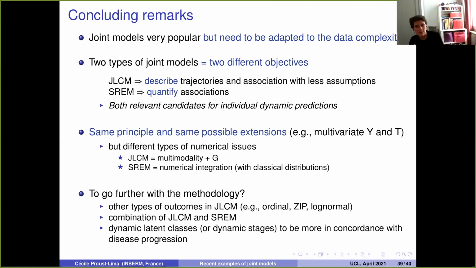If you want to make some description, then maybe the joint latent class model would be best. If you want to quantify association, maybe the shared random effect model will be best. In the two types of approaches, they rely on the same principle, and so the same possible extensions are possible in those two frameworks. So there are many ways to go further with this methodology. I'm pretty sure you already see some of them.